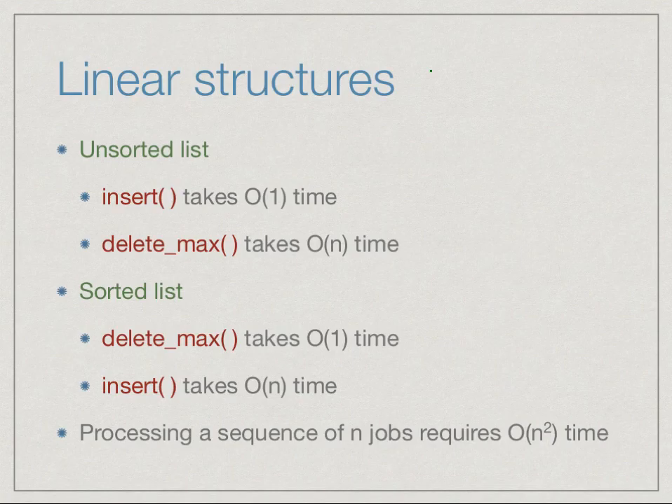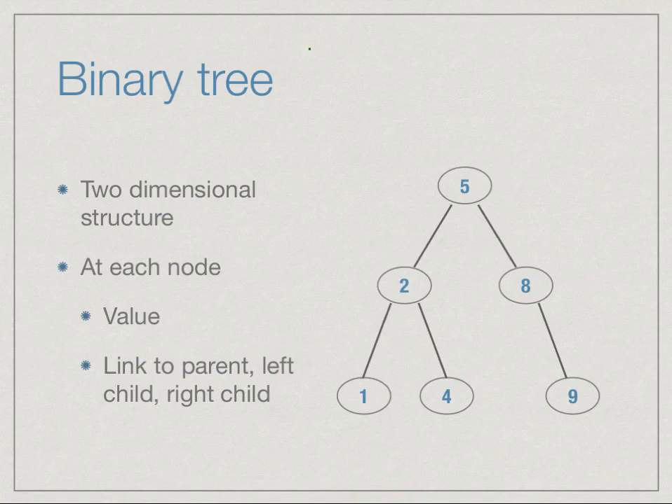So as a trade-off, we either take linear time for delete max or linear time for insert. So if we think of n jobs entering and leaving the queue, one way or another, we end up spending n squared time processing these n jobs. So this is a fundamental limitation of keeping the data in a one-dimensional structure.